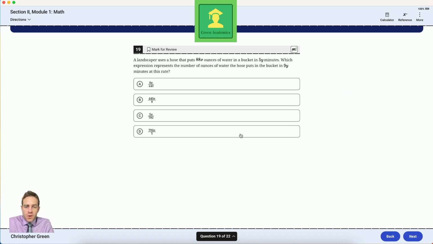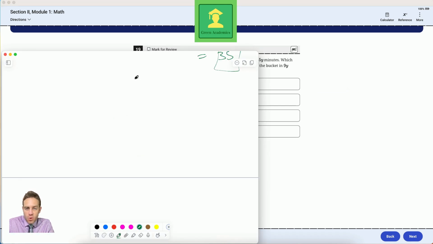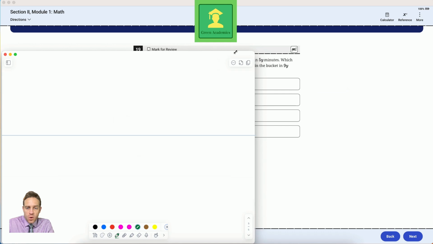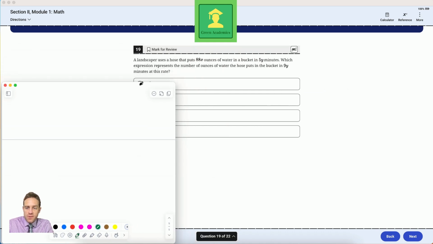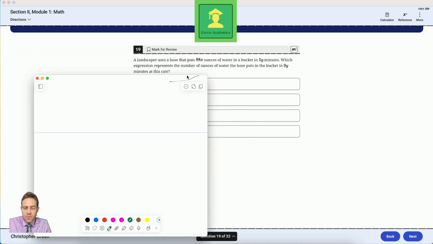A landscaper uses a hose that puts 88x ounces of water in a bucket in 5y minutes. Which expression represents the number of ounces of water the hose puts in the bucket in 9y minutes at this rate? This is a proportion, and what I advise people to do is always write the actual units. So here's how I would write this.